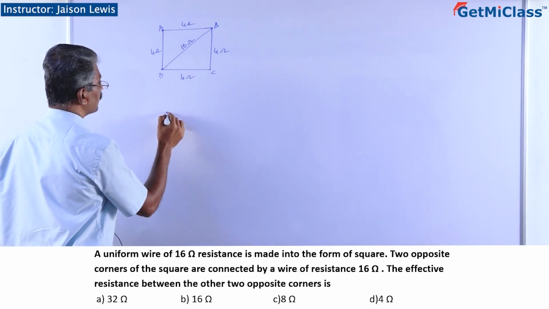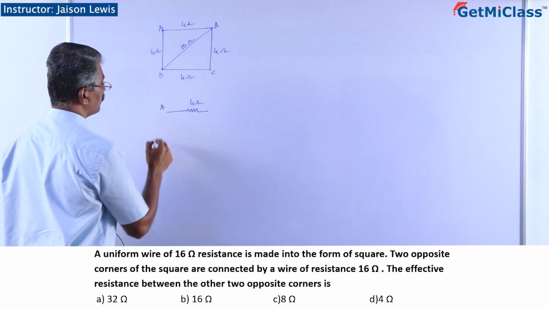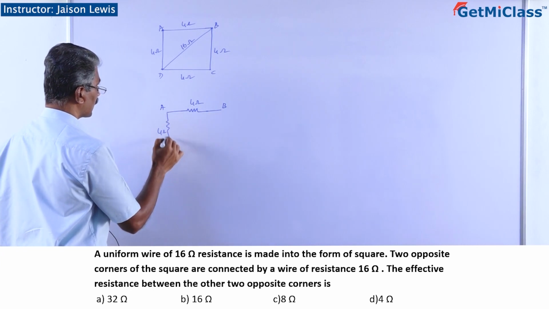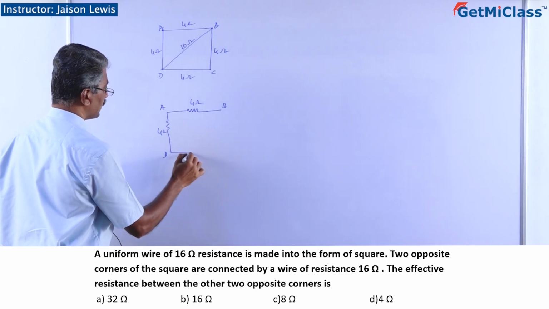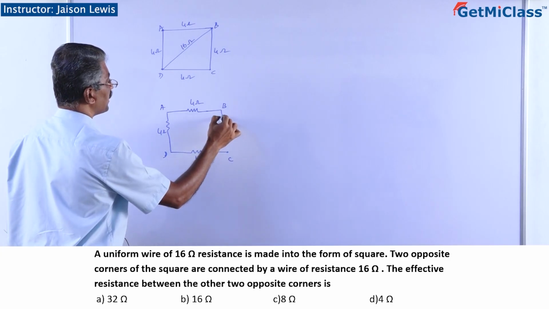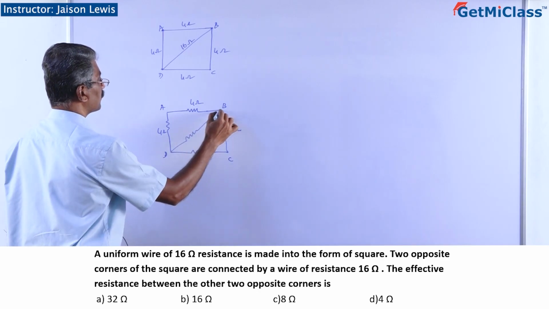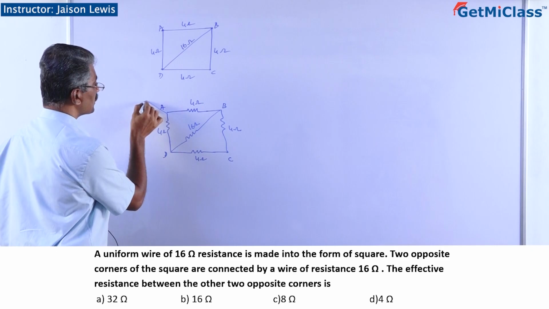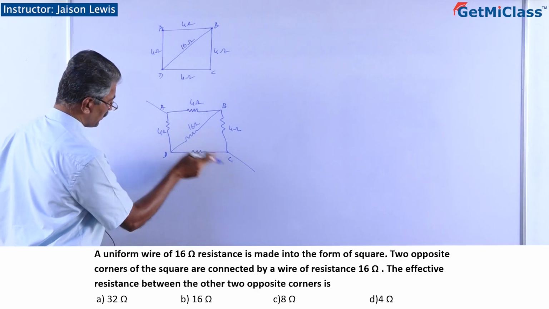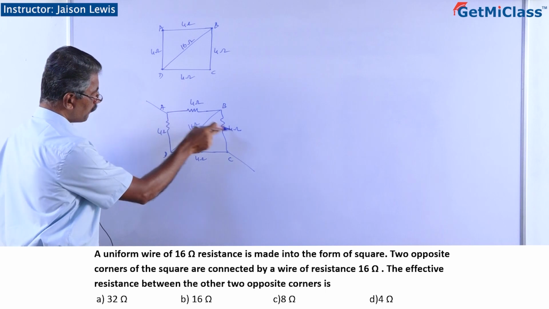If I rewrite, it is point A, and we have one resistor equivalent to 4 ohm. We get a point B, then we have a 4 ohm connected to point D, then D to C we have 4 ohm, we get a point C, and B to C we have 4 ohm. Across DB we have a 16. So across A and C the effective resistance is asked. When you want to find the effective resistance between A and C, you have to consider these 4 resistances.